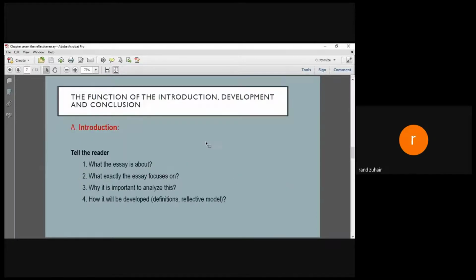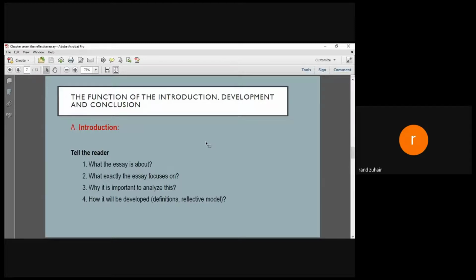The function of the introduction, development, and conclusion. Of course, each essay has 3 parts. First of all we have the introduction, which is the first paragraph. Then we have development. In development maybe we have 3 paragraphs, 4 paragraphs, 5 paragraphs. This is according to the writer. And conclusion, which is the last paragraph.